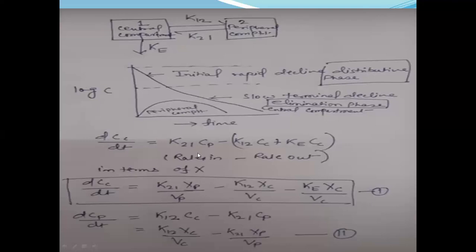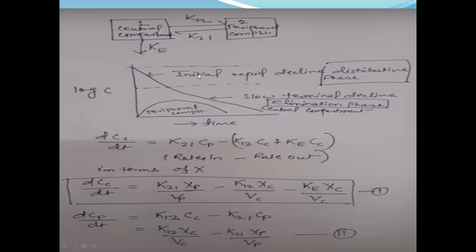So what is rate in here? The rate in constant will be this one, K21. Why? Rate in means what? The coming of the drug, incoming of the drug. So from where is it coming? From the peripheral compartment it is coming. So that is why K21 is the constant here. So dCc by dt is equal to K21 into Cp. Cp is the concentration of the drug coming from the peripheral compartment. So that is why Cp, minus rate out.